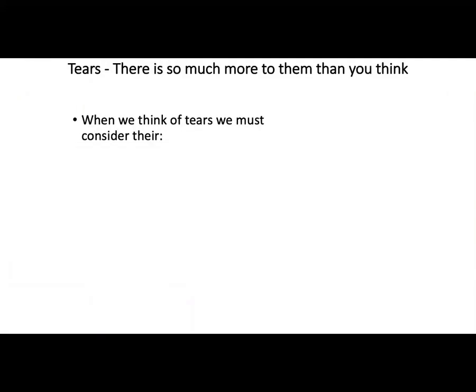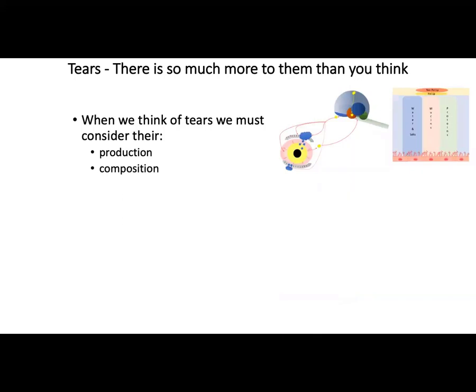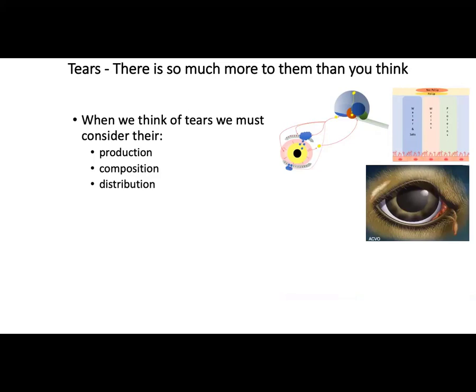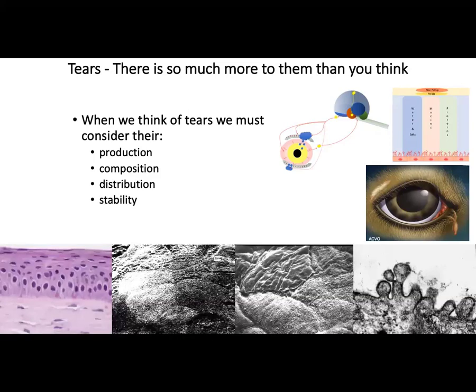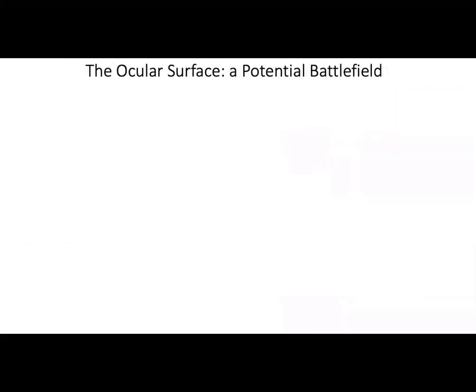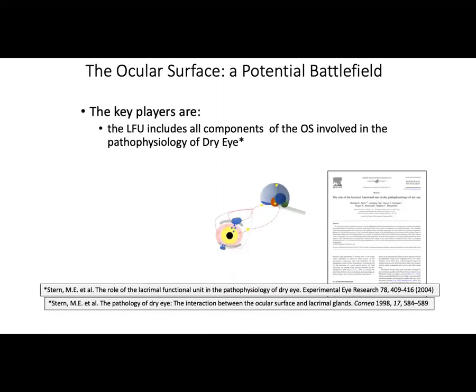When we think of tears, we must consider their production, so the lacrimal functional unit, the composition, so all components of the tear film, the distribution, so the eyelids, the stability, so the surface, ocular surface epithelia, but also microenvironmental conditioning factors. The ocular surface, to me, is like a potential battlefield, and the main players are different.